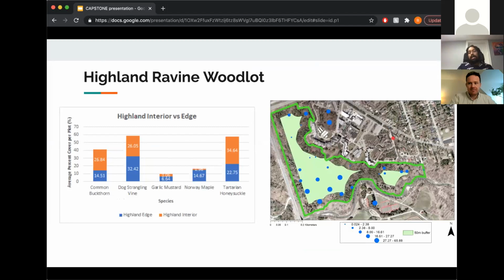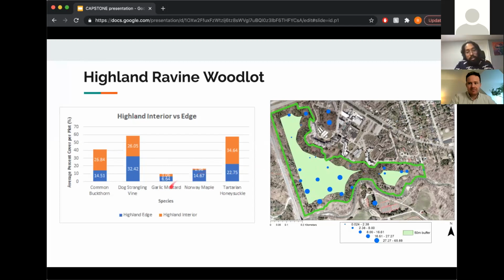Next up, we'll take a look at the Highland Ravine woodlot, which is the only woodlot compartment that was actually large enough to have a defined interior. In this case, we defined interior by a 50-meter buffer from the edge, which you can see by the polygon here. Any plot that was closer than 50 meters to the edge was considered an edge plot. A total of 12 interior plots, and we had 13 edge plots.